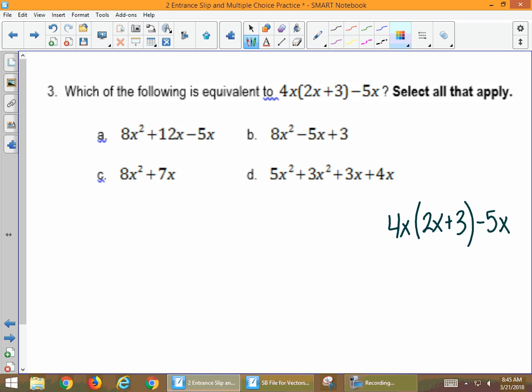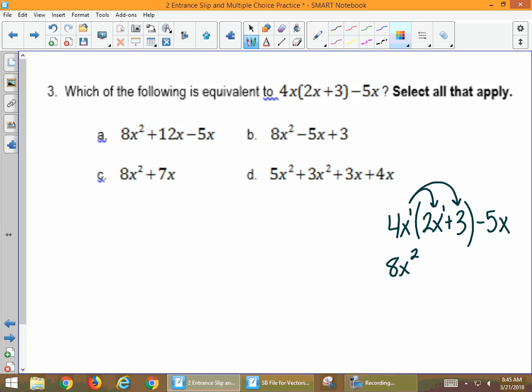So the first thing I need to do is always multiply if we're thinking order of operations. Parentheses, exponents, multiply, divide, add, subtract. So I'm going to distribute my 4x through. And remember, that's 4x to the first. So if I'm doing 4x to the first times 2x to the first, I'm going to multiply my bigs. 4 times 2 is 8. And add the exponents. 1 plus 1 is 2.